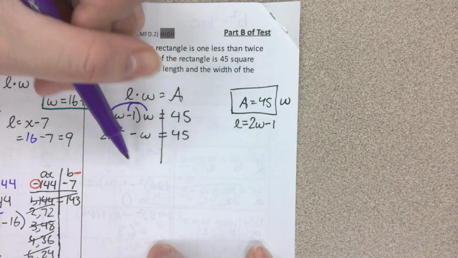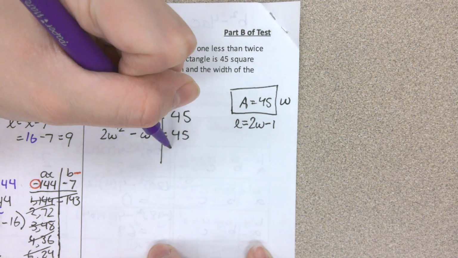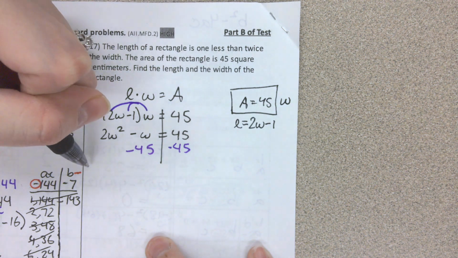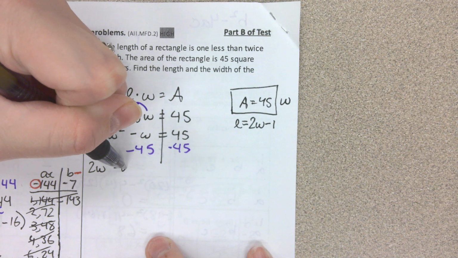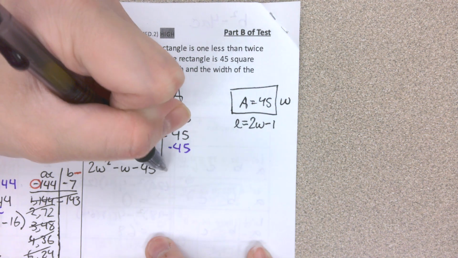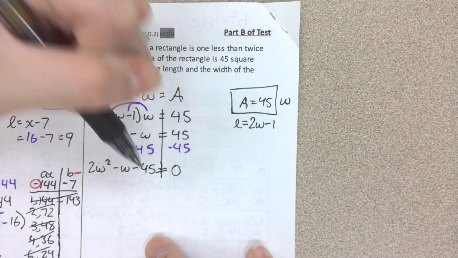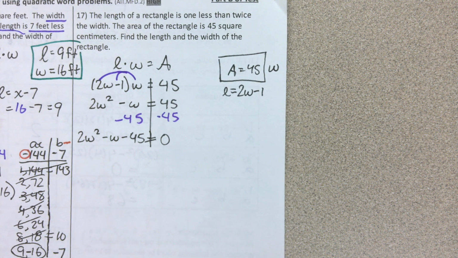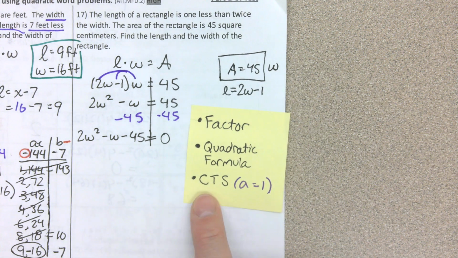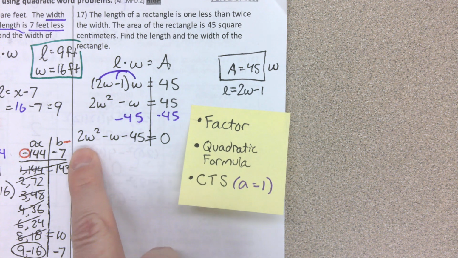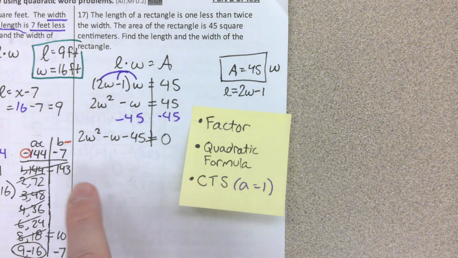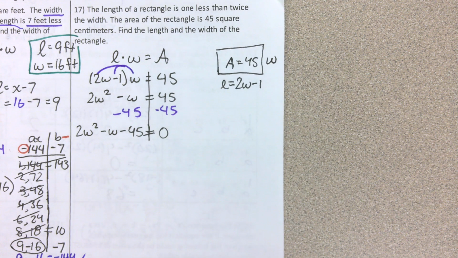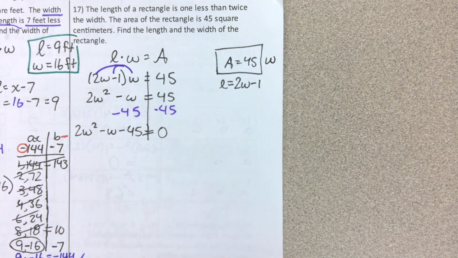And I have to move that 45 over. That's positive 45, so minus 45 on both sides. 2w squared minus w minus 45 is equal to 0. Now I may solve. Once again, you have options. You cannot complete the square because of the 2. A is not 1. So you can't complete the square, but you can do either of these: factor or quadratic formula. I'm going to factor.